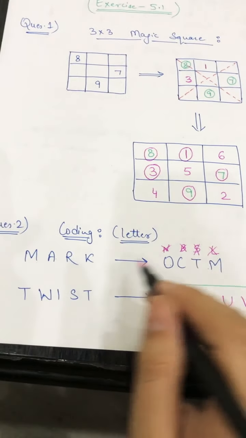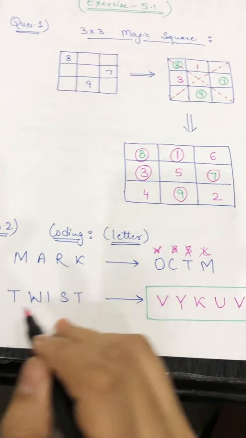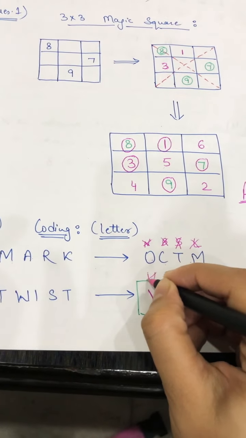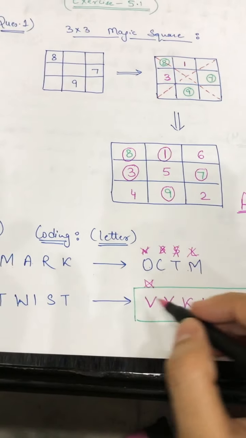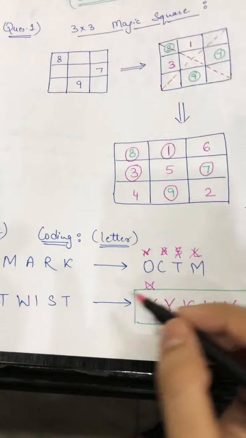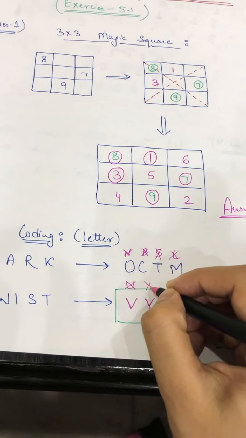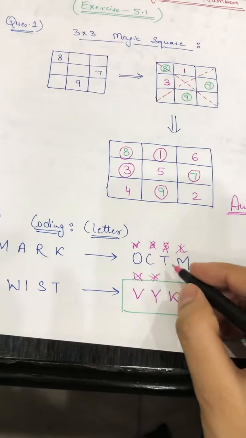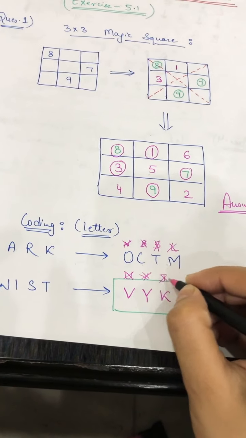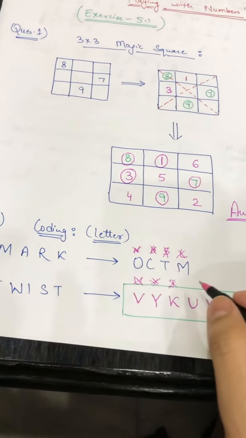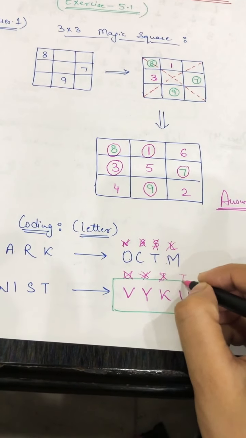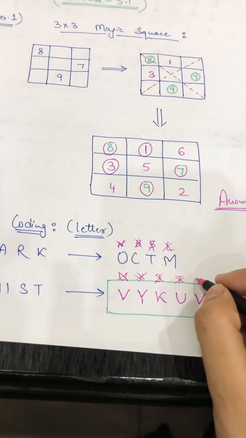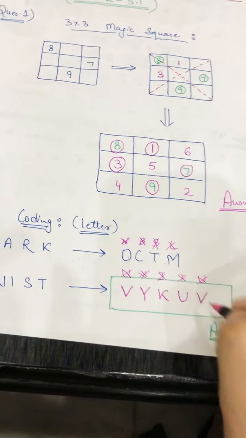So similarly, you have to follow this pattern in twist. In twist, after T, U is there, but you have to leave U and fill V. W, X, Y: you have to leave X, so we'll write Y. I, J, K: J you have to leave, and you fill K. S, T, U: T you have to leave, and you write U. T, U, V: U you have to leave, and you write V.